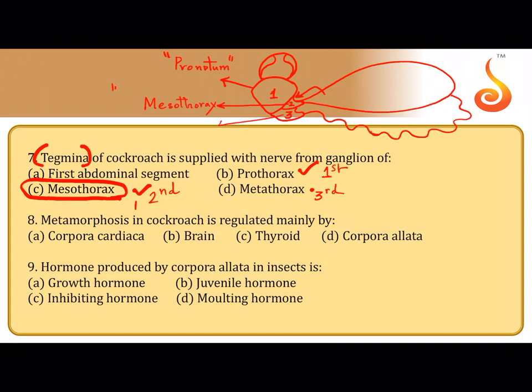And this is the third thoracic segment. This is called metathorax. So because the forewing or tegmina is attached, this is the forewing. It is opaque and leathery and hard, and it is attached to the second thoracic segment, and obviously the ganglion in the mesothorax must innervate the tegmina. Okay, so seventh one is option C.